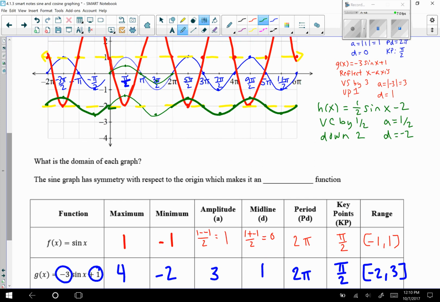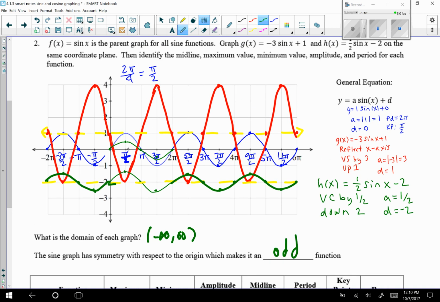So notice that our domain of each graph is going to always be all real numbers, so -infinity to infinity. And the sine graph has symmetry with respect to the origin. And remember, origin symmetry means that this is an odd function. So for origin symmetry, remember if we have the point pi over 2, 1, then we have the negative of that, so -pi/2, -1, which is why it has origin symmetry.